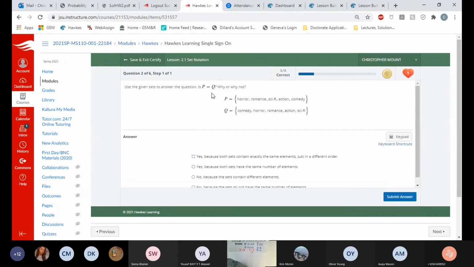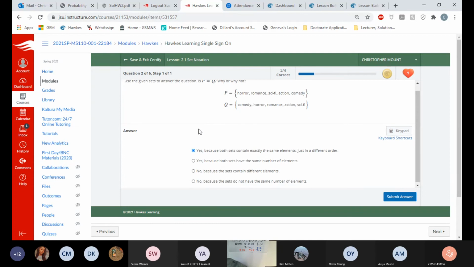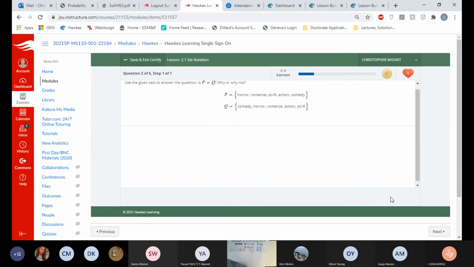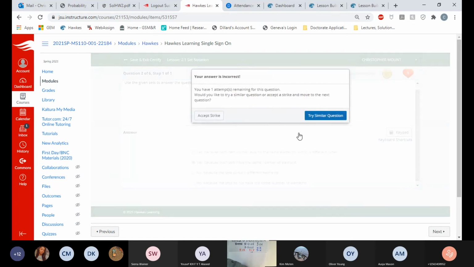So this one says, again, is P equal to Q? And if we look, we will say that these are equal, just in a different order. So I could say, yes, they contain the exact same elements in a different order. But let's say I wasn't sure and I picked yes because they have the same number of elements. That would be incorrect because that would be talking about the other type of comparison we have for sets, equivalence. But let's see what happens. So I click. It'll say your answer is incorrect. So you can try a similar question, or you can accept a strike.